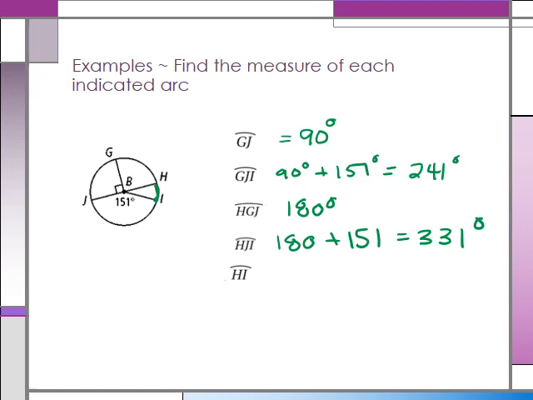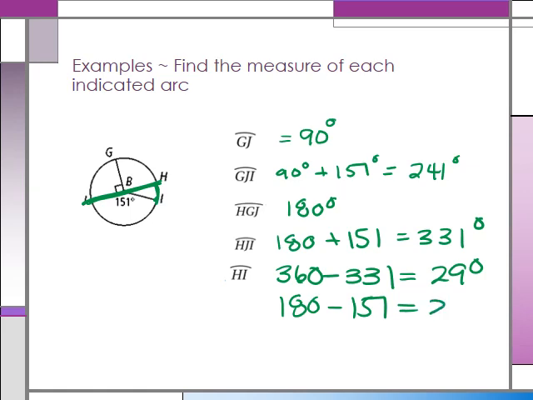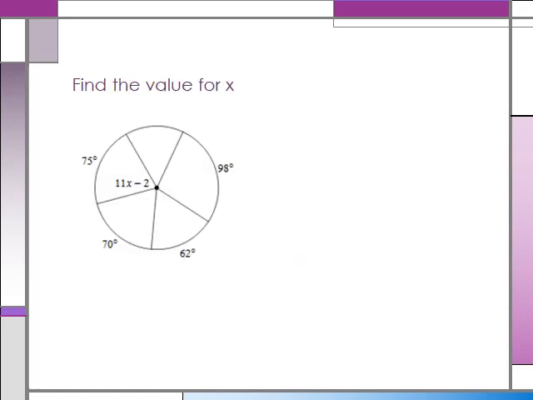HI is just this little point right here, and we could figure that out a couple different ways. We know that HJI, the other one, is 331, so we could do 360 minus 331, which would give us 29 degrees, or because we know that this is a semicircle and this is 151, we could also do 180 minus 151, which would be 29 degrees. Either way works, you're getting the same answer.